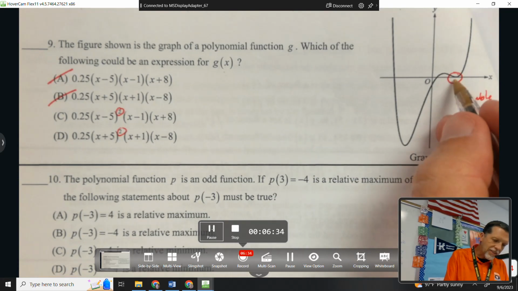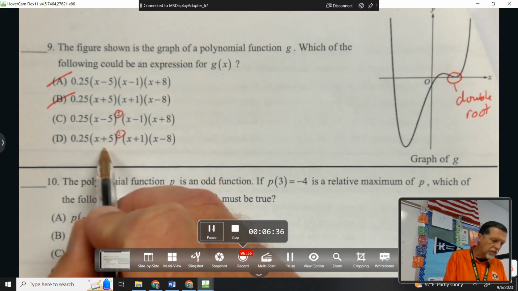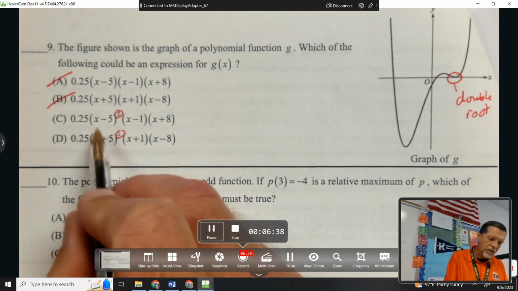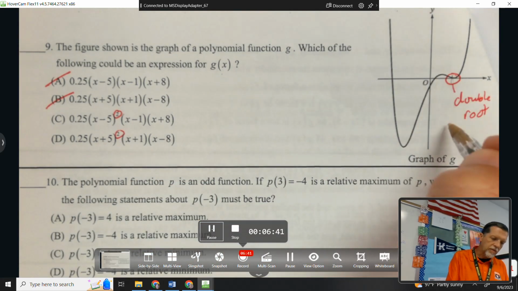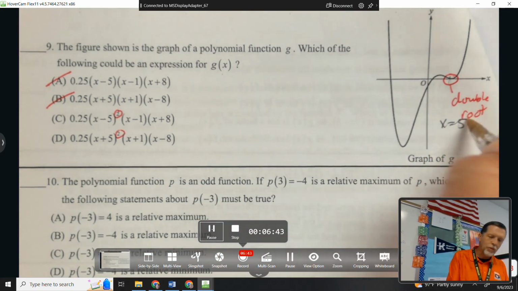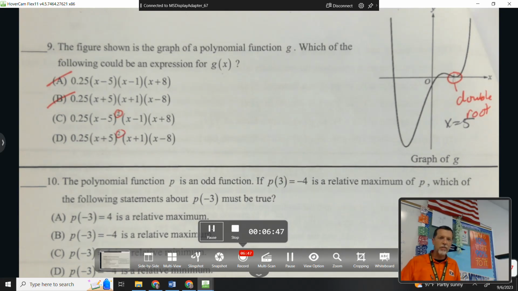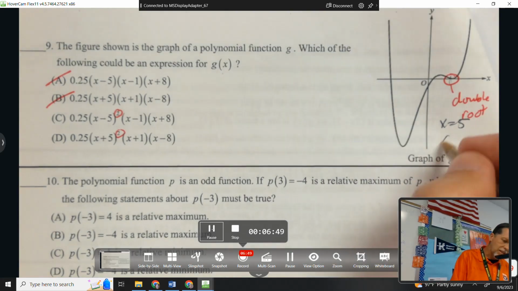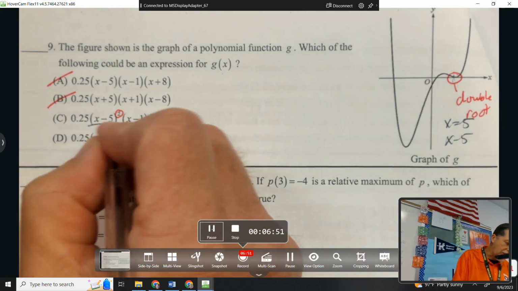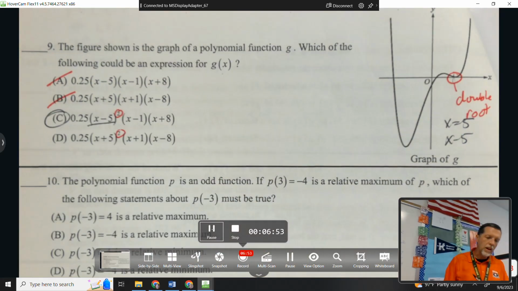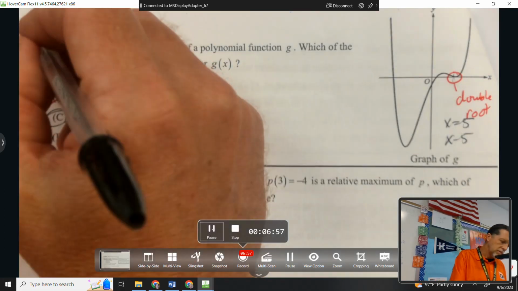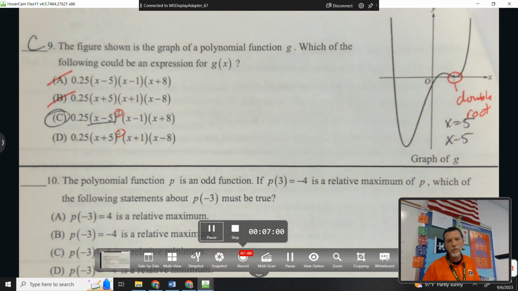And if that's x equals, the difference is minus 5 or plus 5. Well, if that's a double root at x equals 5, then what factor would lead to x equals 5? That means x minus 5 was the factor. So it's got to be C. So the double root and the plus minus thing on that one.